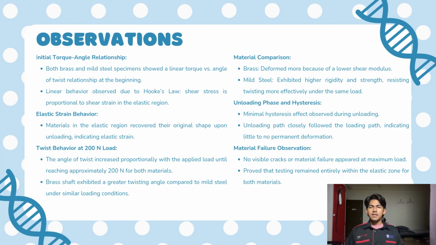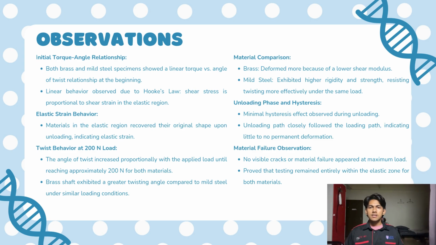Observation. There are 9 observations in this lab that we had observed. First, initial torque-angle relationship. Both brass and mild steel specimens showed a linear torque versus angle of twist relationship at the beginning. Linear behavior is observed due to Hooke's law, shear stress is proportional to shear strain in the elastic region.